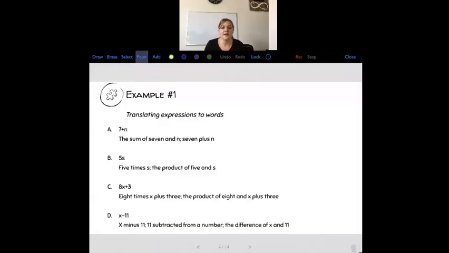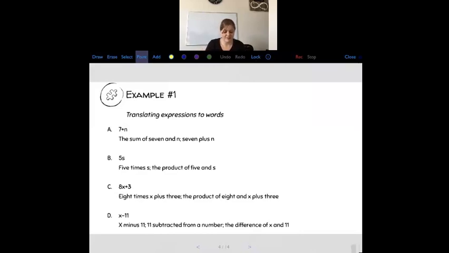So example number 1, translating expressions to words. Because my handwriting is already bad and the screen makes it worse, I've typed out what these expressions could be in words. So 7 plus n could be the sum of 7 and n, or just 7 plus n. N could also just mean a number, okay? 5s is 5 times s, or something like the product of 5 and s. 8x plus 3 is 8 times x plus 3, or the product of 8 and x plus another 3.